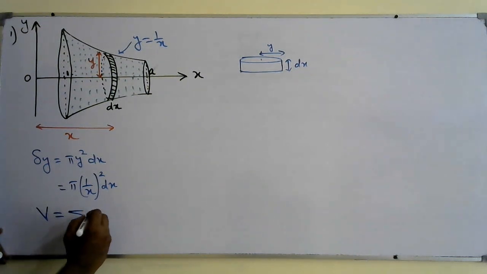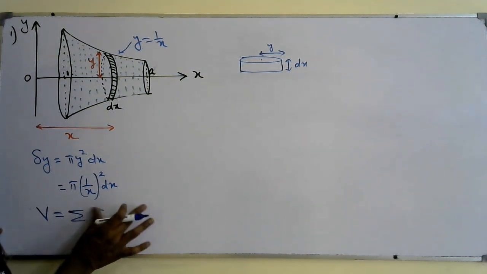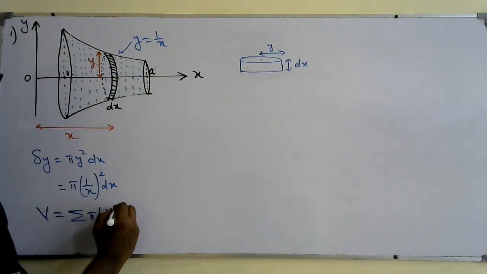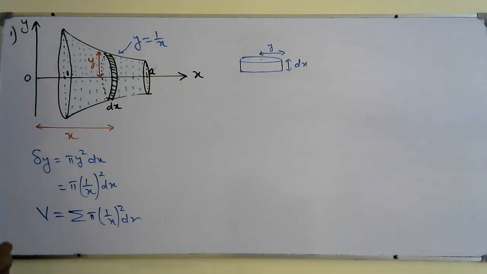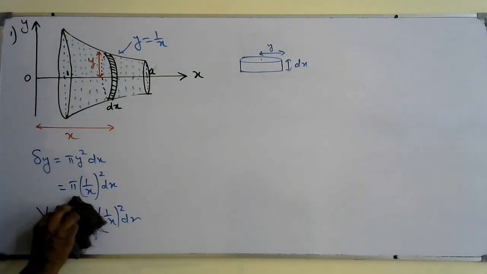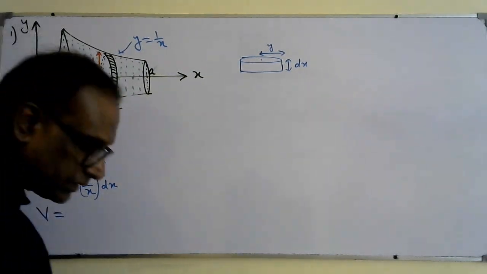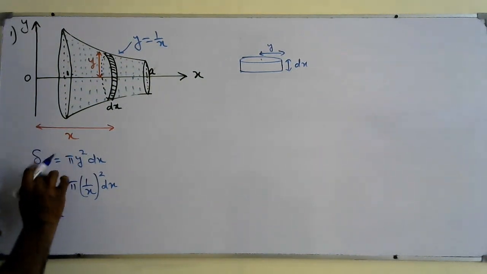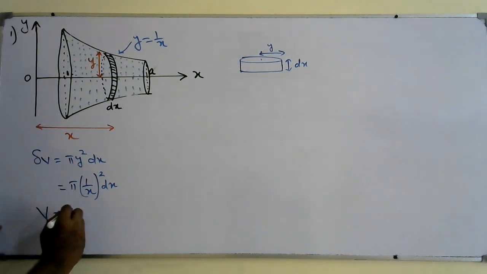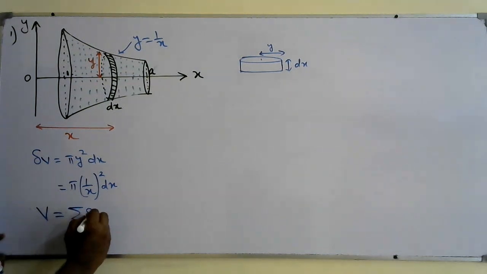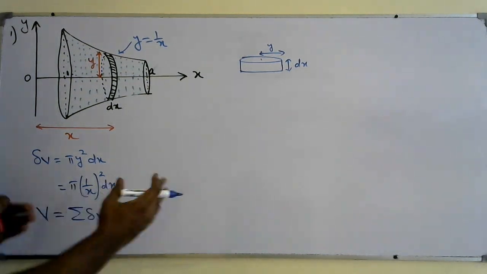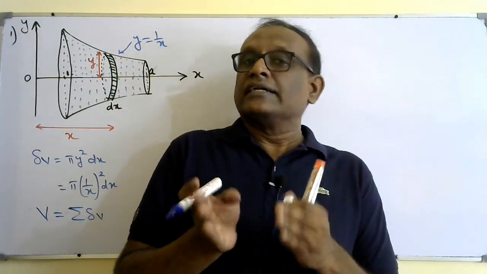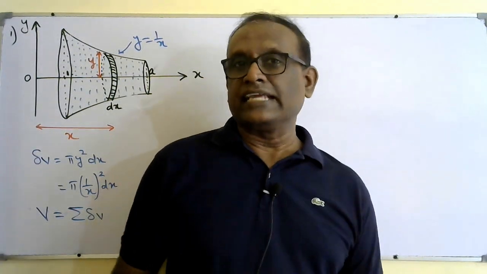We need to add it: pi 1 over x squared dx. That means I can write one more sentence before that. Volume of this one, V, is equal to delta V. This is not y, this is delta V. So that is sigma delta V. That means we have to add again many different disks that we imagine inside the given S.